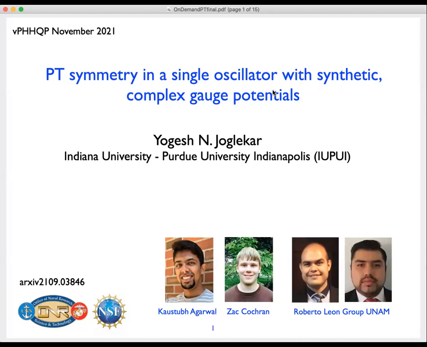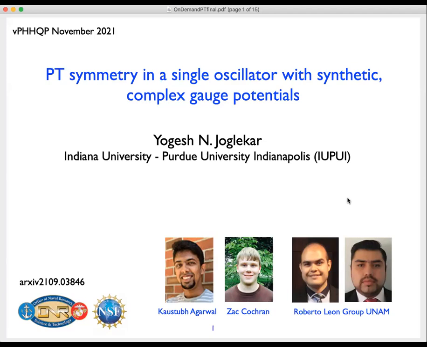This is work which has been done with an undergraduate student of mine, Zach Cochran, who recently graduated. Also Kaustubh Agarwal, a graduate student who did many of the calculations, theory work, as well as making figures and data analysis. Roberto Leon is a colleague of mine from UNAM in Mexico, and he has this really remarkable synthetic elements electronic platform, which made the experiments and beautiful data that I'll show you possible. Along with Alan, his postdoc, who did many of the experiments.